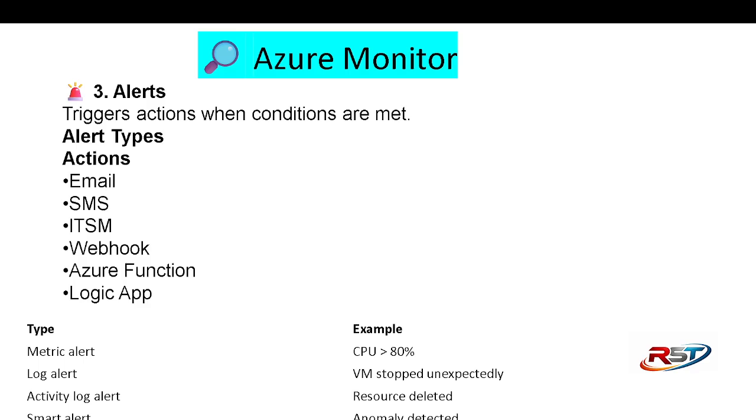Log alert: how does it work? Suppose a VM stopped unexpectedly. The log alert will generate a log, and that will trigger the alert. Activity log alert: resource deleted. If a resource is deleted, an activity log alert will be generated. Smart alert: anomaly detected. If any malware or phishing activity happens, a smart alert will trigger the alert.